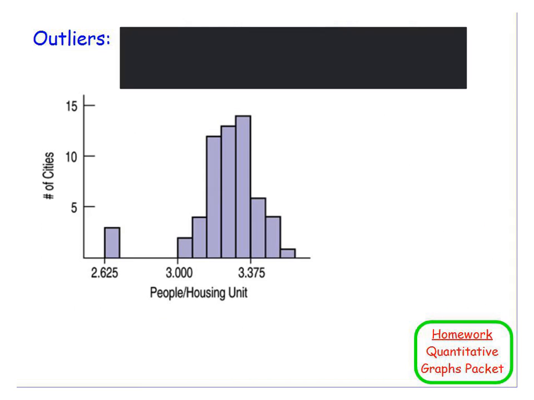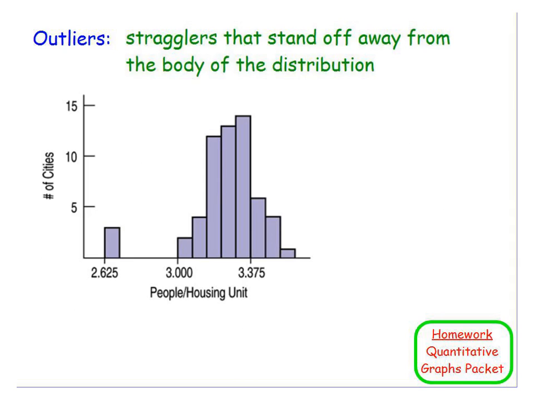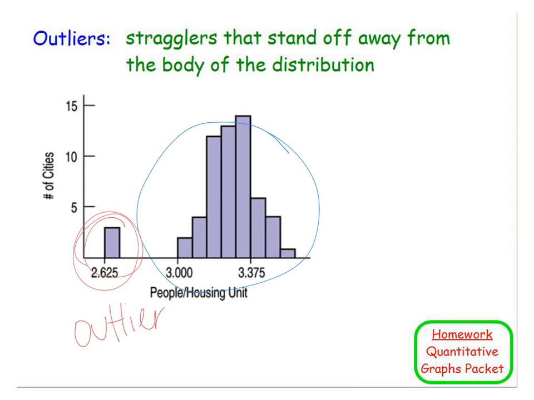And then I mentioned outliers briefly. Outliers are stragglers that stand off away from the rest of the body of the distribution. You look at this graph, all of the graph is right here, except for this little loner bar. That loner bar would be considered an outlier. It's a random bar that doesn't really fit with the rest of them. And so that's the idea of an outlier.